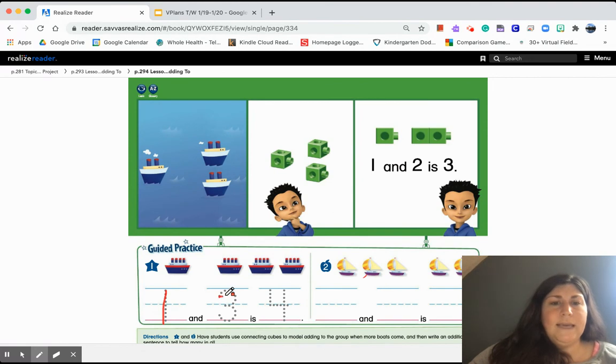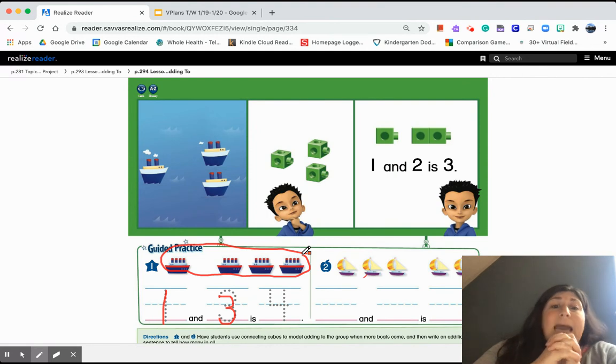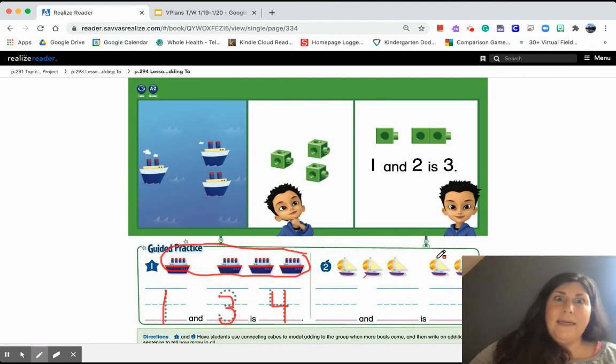So 1 and 3. Now what we have to do is we have to think about what they are all together. That's what we're practicing today. We're practicing taking 2 groups and putting them to find out how many there are all together. So once we figure out that's 1, then that's 3, then how many are all together? It's 4. And then this number sentence says 1 and 3 is 4. Let's try this one together.